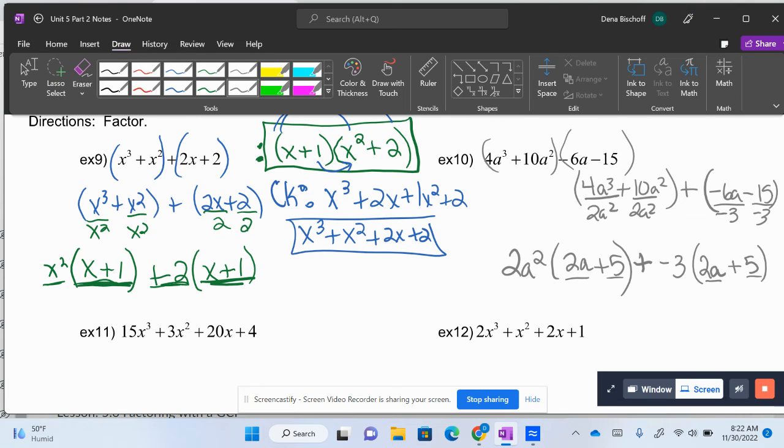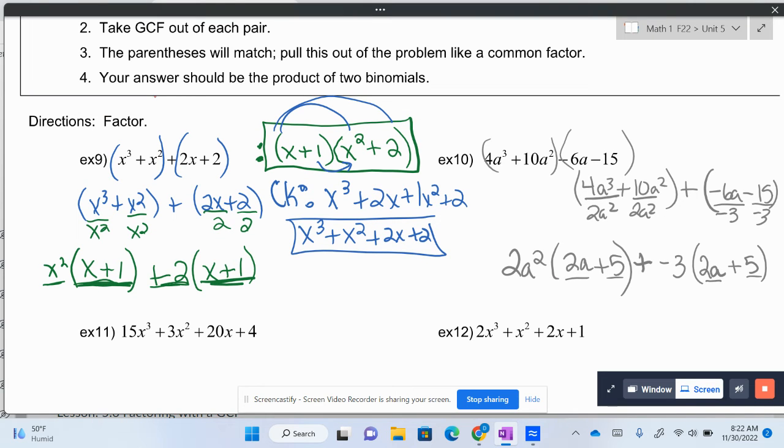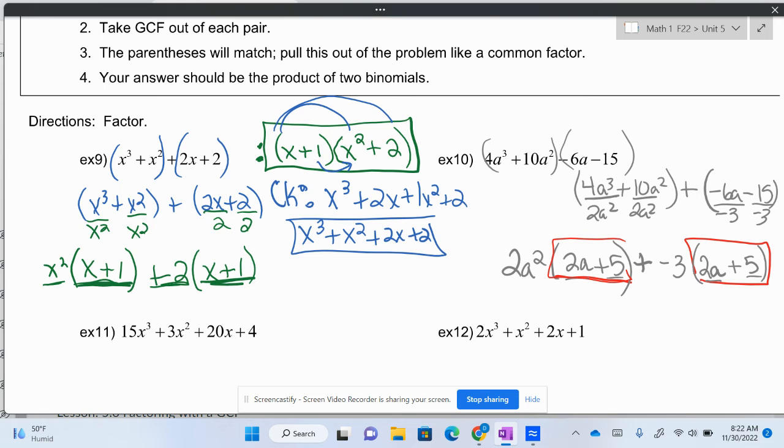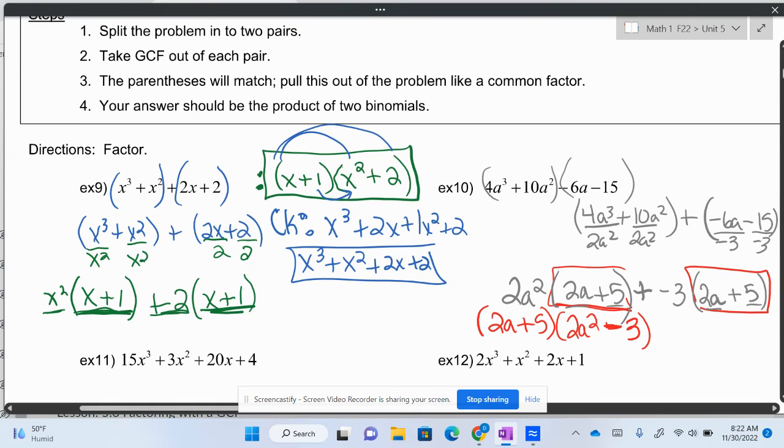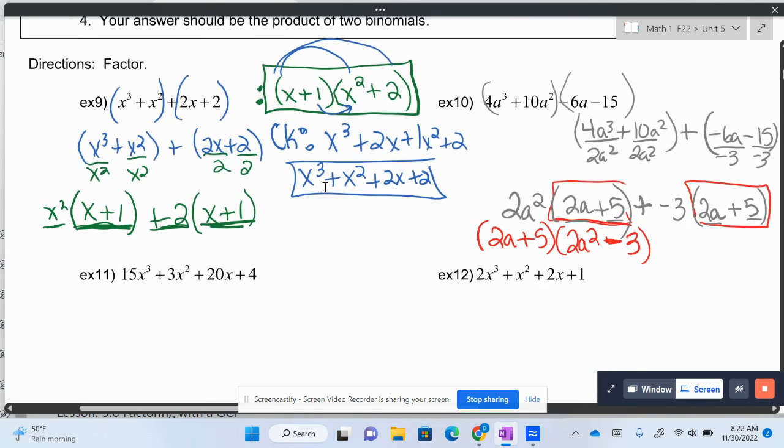So our final answer, I'm going to rewrite this. So I take the first, this becomes my first term. We're just writing it once because I took it out of both. So I really have the parenthesis 2a plus 5 times the quantity 2a squared minus, I'm not going to write plus a negative, I'm just going to write it as minus 3. Okay.